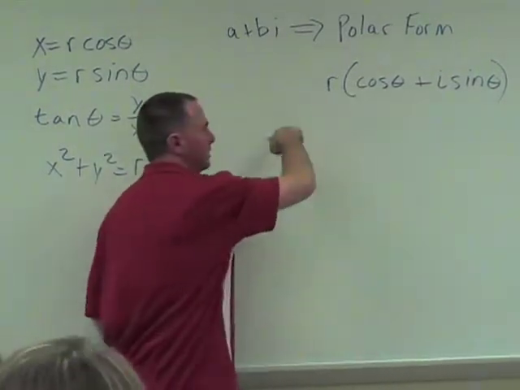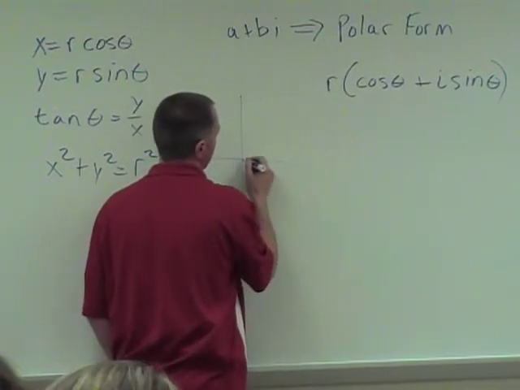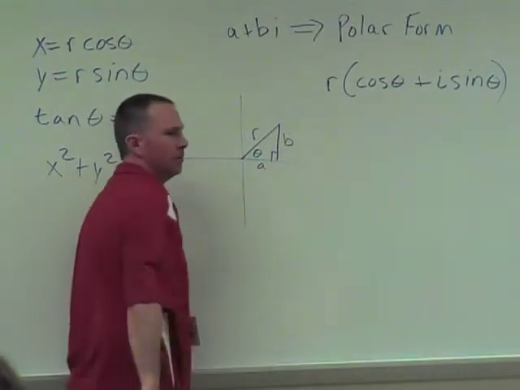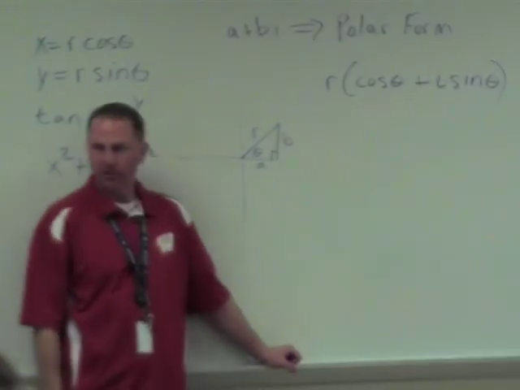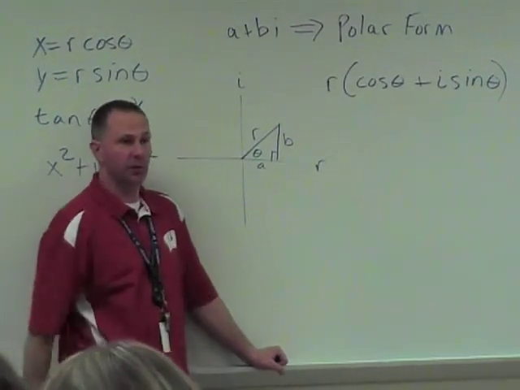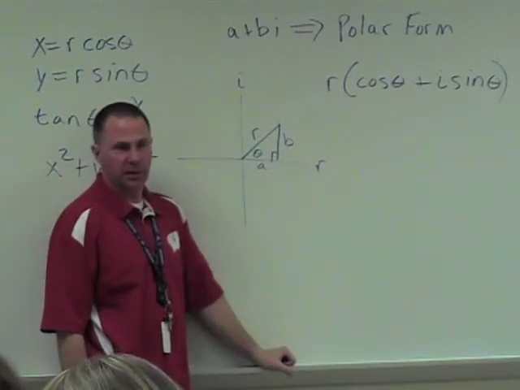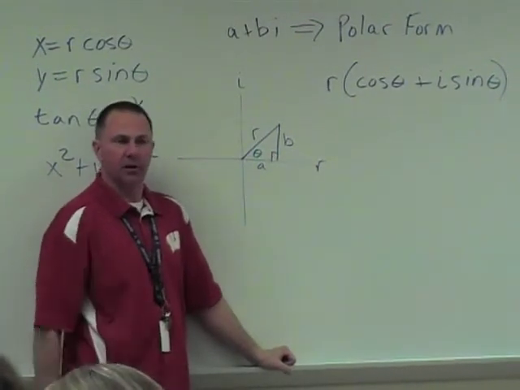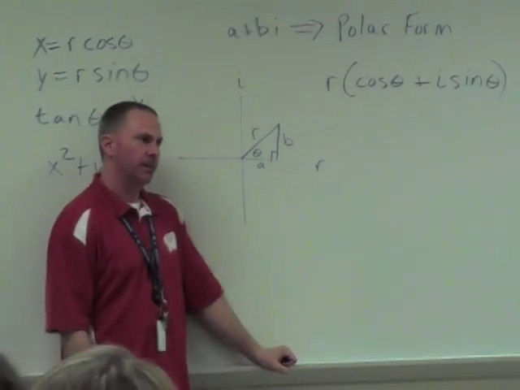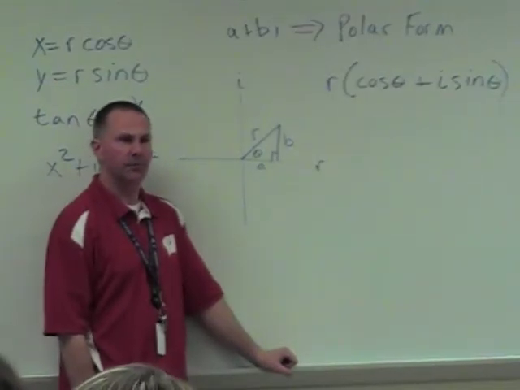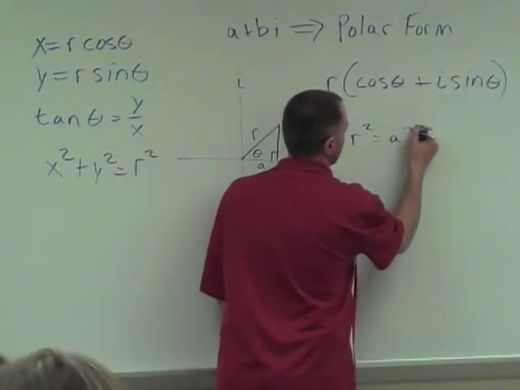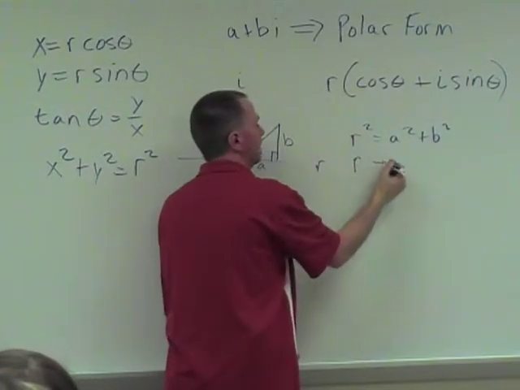Okay, so I'm going to show you this. That's r, this is a, and this is b from your complex graphing. This is i, this is your real. It doesn't really matter, because even in polar form, polar coordinates, it's this way. How do I find r? If I ask you what r is, what is it you use to find r? It's a right triangle. They use it for right triangles. Pythagorean theorem. So r squared equals a squared plus b squared. So what's r equal?